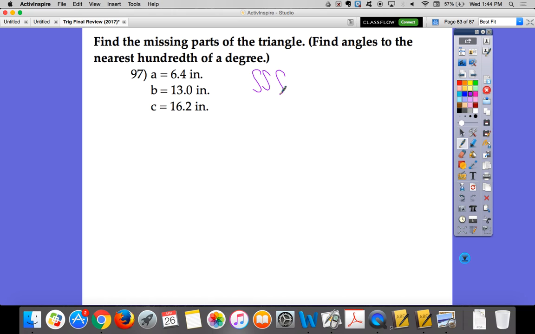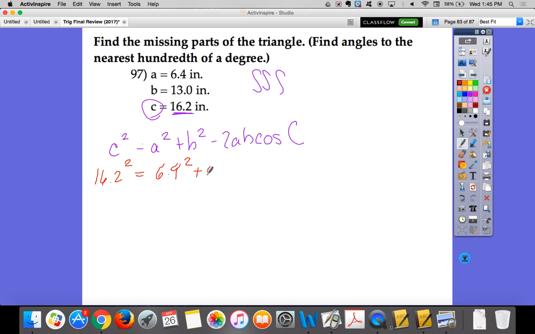Now, here's my sneaky way of doing it. I do not want to get stuck with the law of sines and be doing the ambiguous case. So I'm purposely going to look for the largest angle and hope that it's going to be obtuse. That means I need to work with the biggest number here. So c squared equals a squared plus b squared minus 2ab cosine of C, because the longest side is going to be opposite the largest angle.